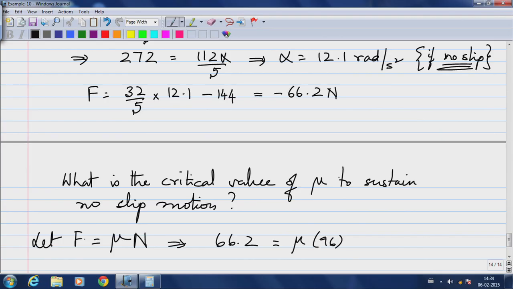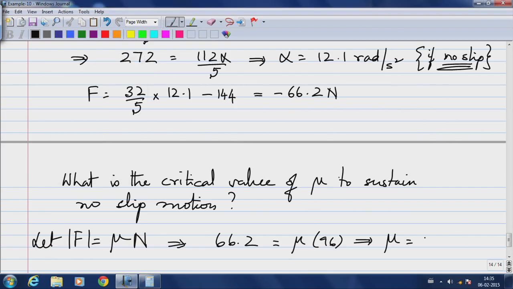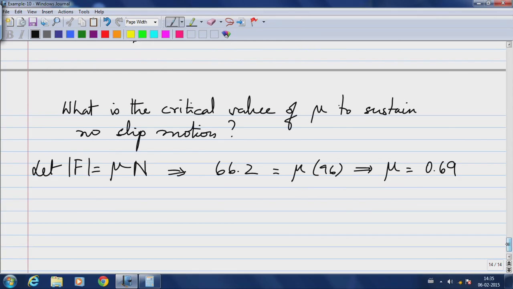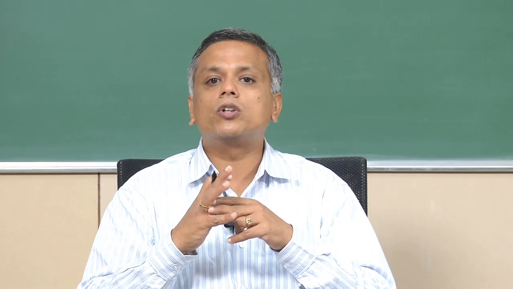So, we can just take the modulus of the friction force equals mu times N, which implies mu would have to be of the value 66.2 divided by 96. So, it would have to be of the value 0.69. Mu would have to be of a value 0.69 before we see no slip. This is the critical value of mu needed to sustain no slip motion.